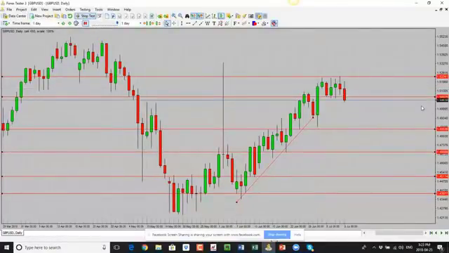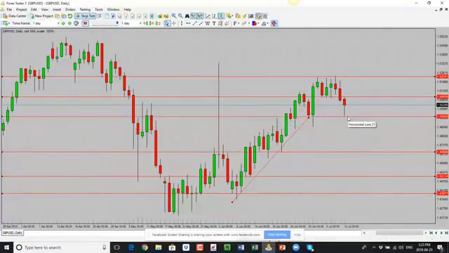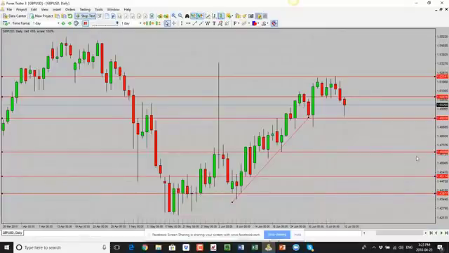So we'll wait for the candle close. So now we have a bearish candle close. So looking for price to drop, and it drops further. So now we are into the next support and resistance area, right into here. So we have multiple pins there.